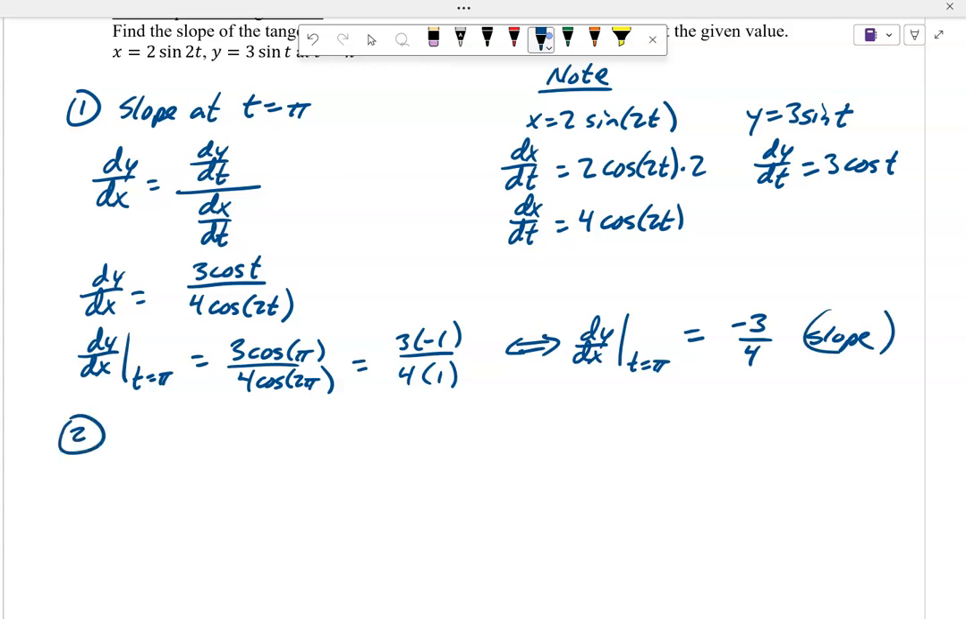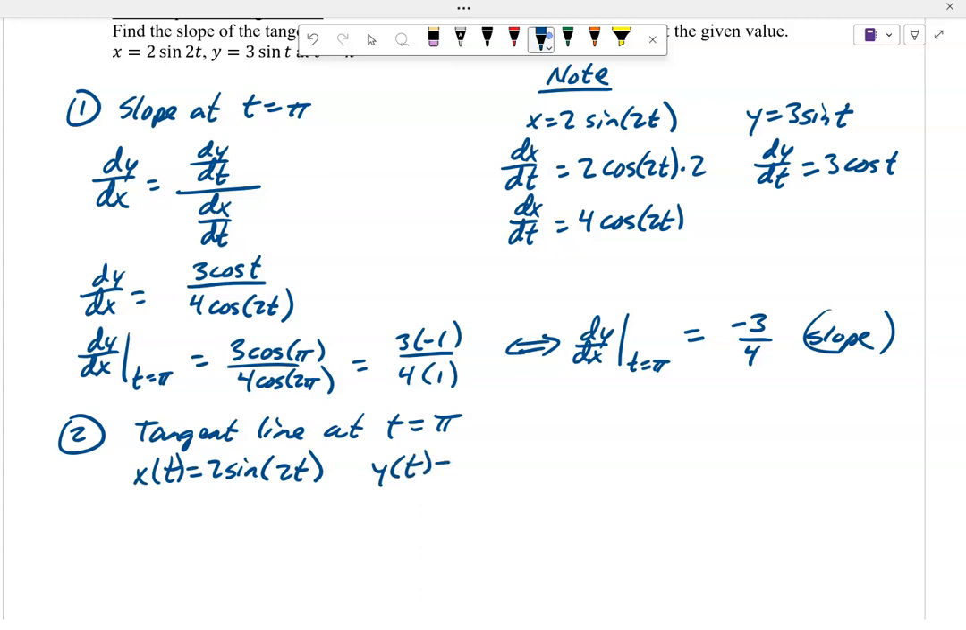Now we want to find the tangent line. The equation of the tangent line at t being pi. Well, we already have a slope, and so to write the equation, we need a point and a slope. So let's find the point. We know x of t is 2 sine of 2t. We know y of t is 3 sine of t. So let's plug in pi.